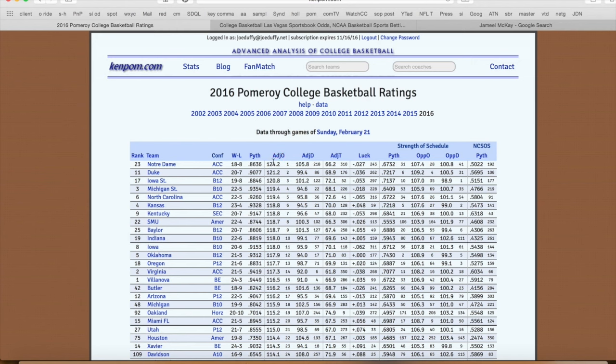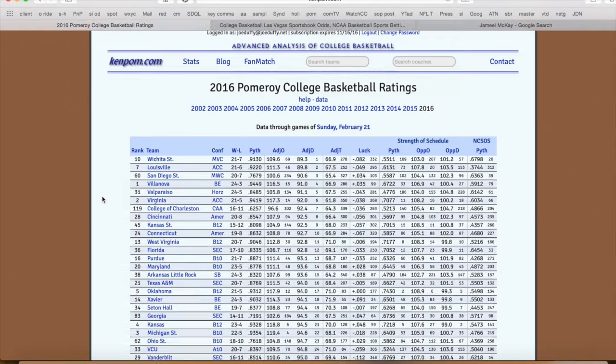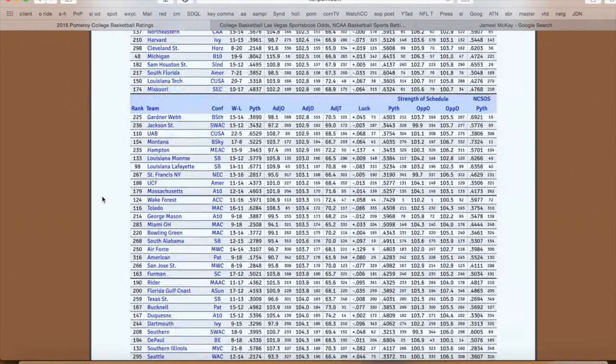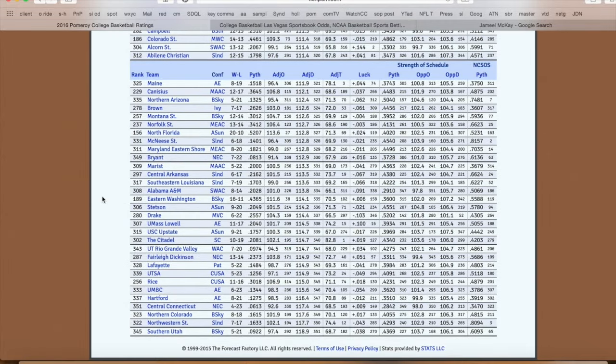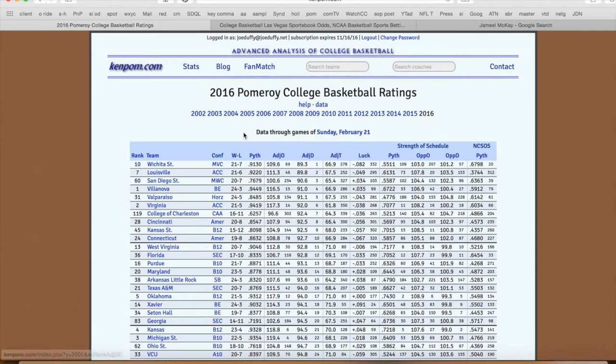So you can see that Notre Dame is the number one team in terms of adjusted offense. Duke is number 2, and we can also arrange it on defense, who are the best teams. Wichita State is the best team in the country, followed by Louisville, San Diego State when it comes to adjusted defense. And of course, it ranks every single Division I team. Some of them are non-boarder teams, but you can rank it from first to worst, and of course, you can do your comparison.